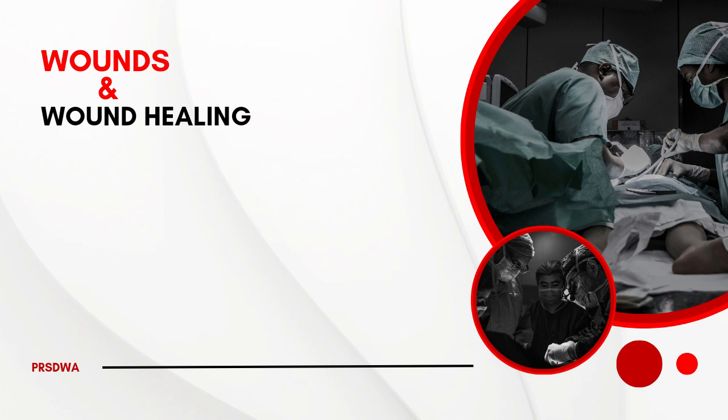Usually the edges are regular, there's no tissue loss, and sometimes the level of contamination is not so much, compared to an untidy wound, in which the edges are ragged, there's tissue loss, and there's contamination. It's caused maybe by blunt trauma, crush, or other things that will cause devitalization of the tissues. Then, based on the level of contamination, we have degrees of contamination. We have the clean wounds, clean contaminated, contaminated, and dirty.